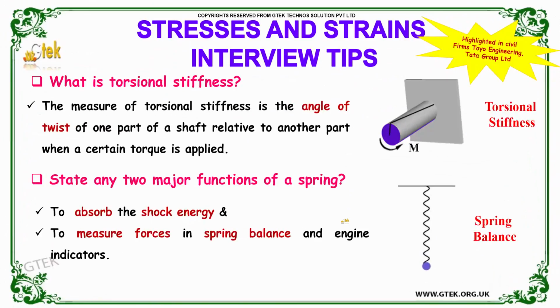Our next question is, what is torsional stiffness? The measure of torsional stiffness is the angle of twist of one part of the shaft relative to another part. When a certain torque is applied, it produces the angle of twist. So this is known as your torsional stiffness.